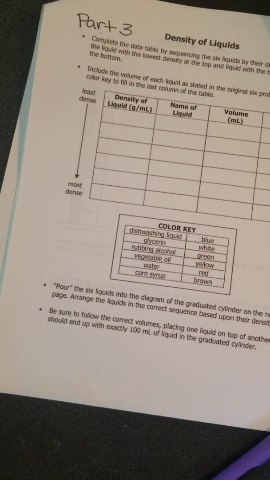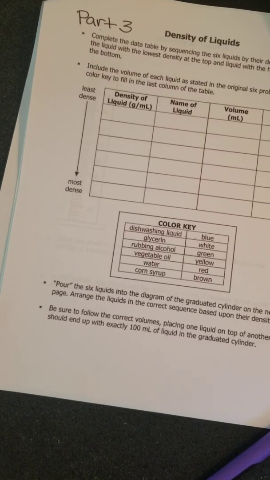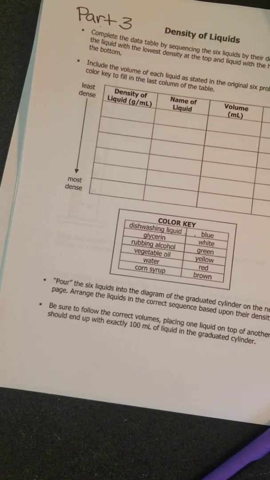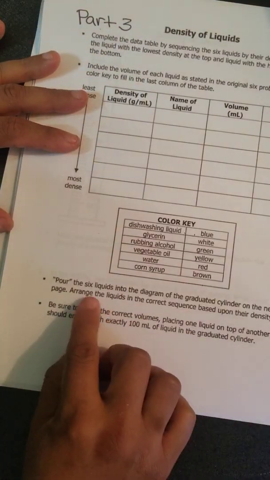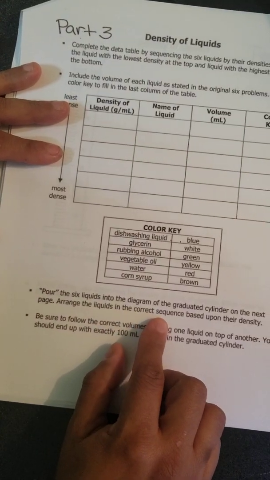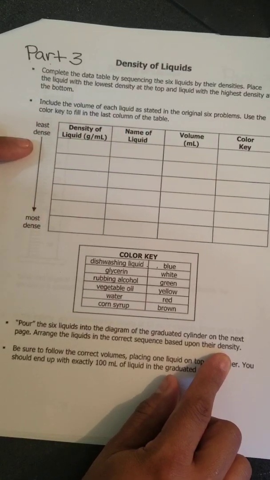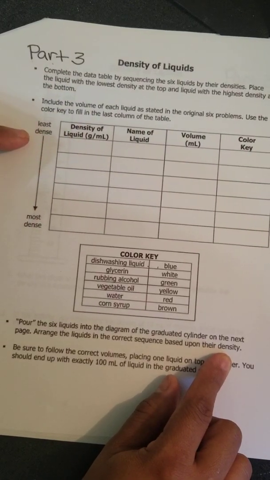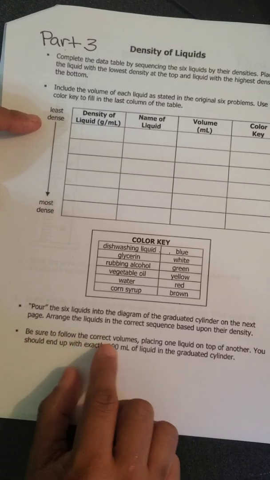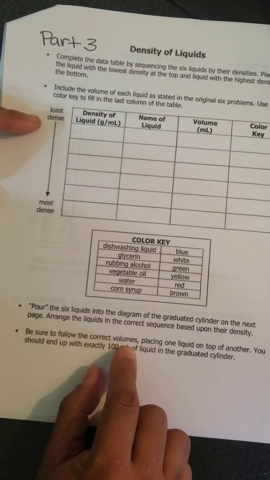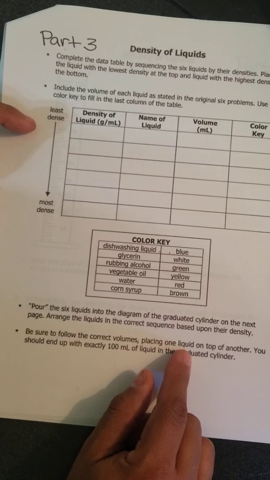It says that you're going to pretend as if you're going to pour those 6 liquids into a graduated cylinder. When you pour those 6 liquids into a graduated cylinder, on the next page, arrange the liquids in the correct sequence based upon their densities. The most dense is going to be at the bottom, and the least dense is going to be at the top of the graduated cylinder. Be sure to follow the correct volumes when you pour or place the liquids into there.